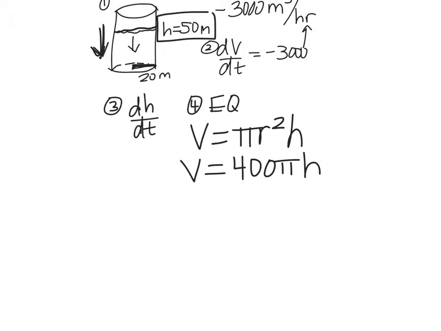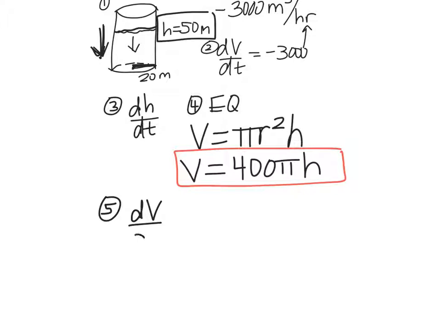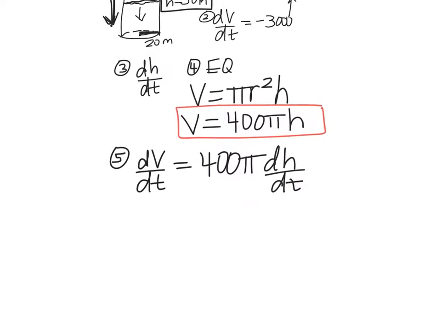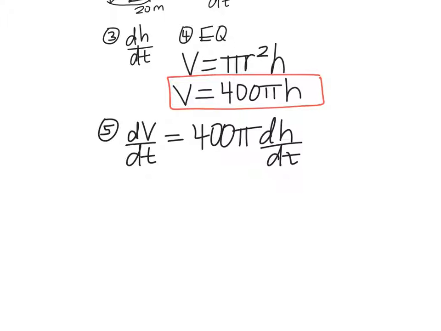Now, number 5. We're going to differentiate, take the derivative with respect to t. So let's find the derivative of this right here. There's only one variable in it. It's pretty easy to do, right? So the derivative of V with respect to t is dV/dt equals, derivative of h is just 1, dh/dt. So it's 400 pi dh/dt. Can we sub in 3,000? Yep. So that's taking the derivative.